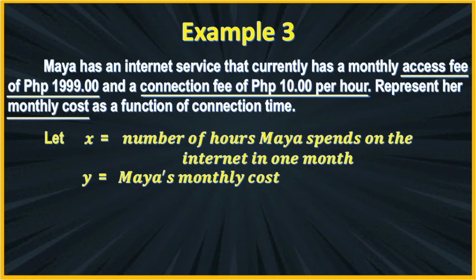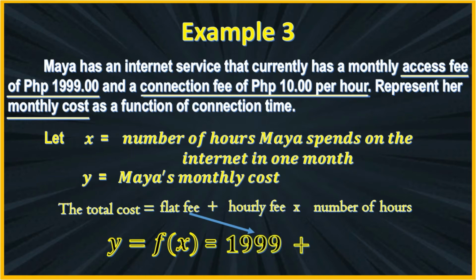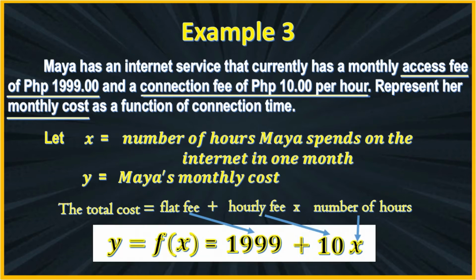Now, the monthly cost, or the total cost, is equal to flat fee plus hourly fee times the number of hours. So if you were to write this in functional notation, the total cost represents y, which is equal to f of x, and f of x is equal to flat fee, that is 199, plus hourly fee, which is 10, times the number of hours, which is x. So that is f of x is equal to 199 plus 10x.